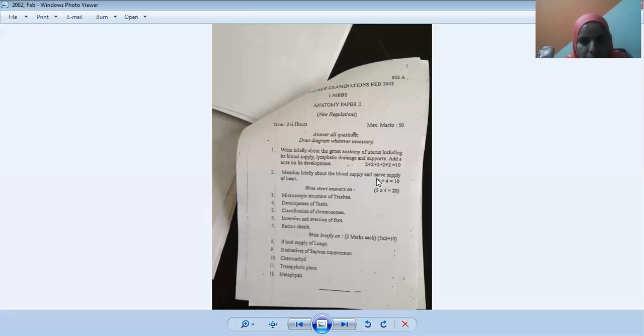So briefly about the blood supply and nerve supply. We'll finish thorax part questions first. Okay, microscopic structure of trachea. What else is there? Rectus sheath. Blood supply of lungs will go with cisterna chyli. Okay, tell me the blood supply of lungs.